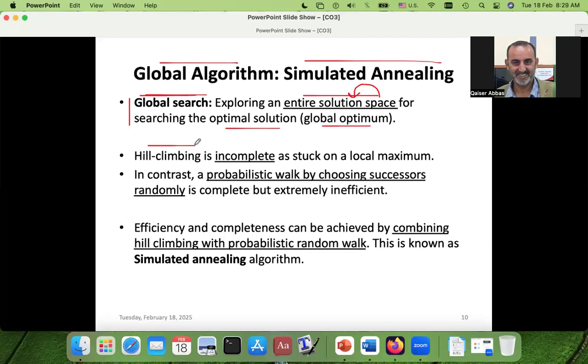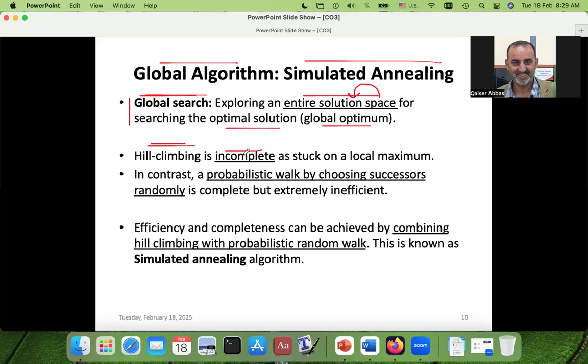It will not guarantee us the global maximum unless our starting point is on the hill or the region where the global maximum is available. Only then does hill climbing provide the global maximum, otherwise not. It always gives us a local maximum. Due to this property, we are saying it is incomplete. Actually, it is an injustice to hill climbing to call it incomplete, because the definition of completeness is something different.